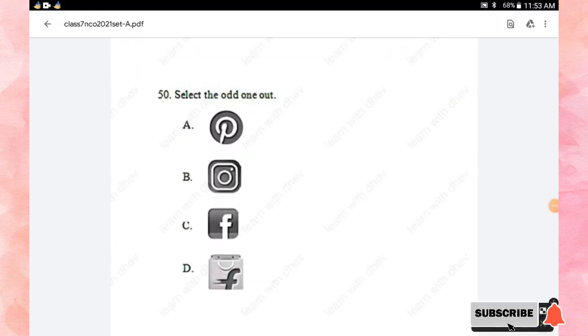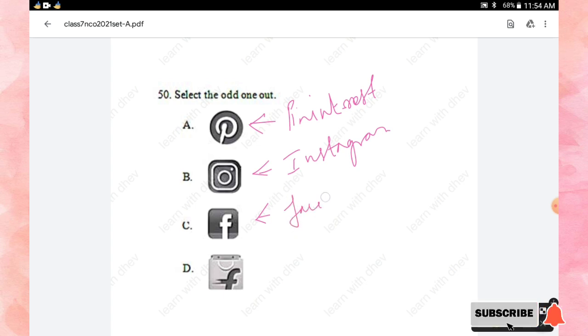Question number 50, select the odd one out. Option A, this icon represents Pinterest. Then this is Instagram. Then this one is Facebook. And the last one is Flipkart. So the odd one is option D, Flipkart.